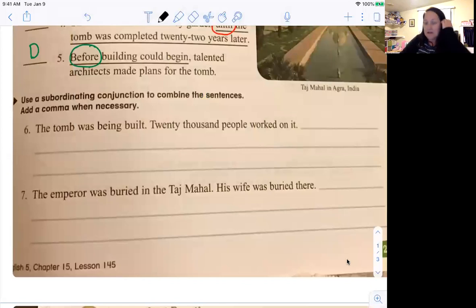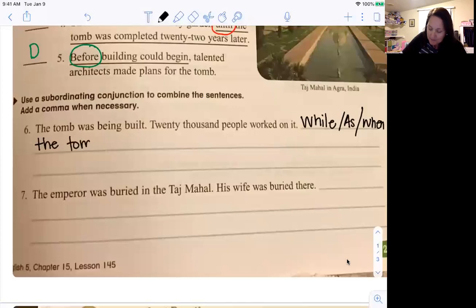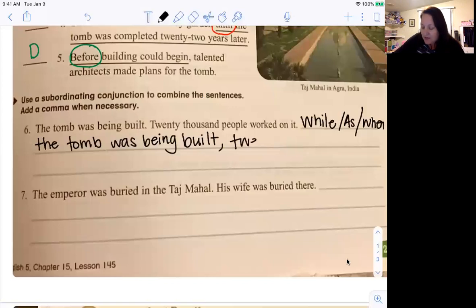So let's go ahead and rewrite the sentence together. While, and I'm going to actually put the other choices, as and when. You can choose one of those, okay? The tomb was being built, comma, because it has more than 5 words in the introductory clause. And if that's the case, then we put a little comma after it. 20,000, that's a lot. 20,000 people worked on it.